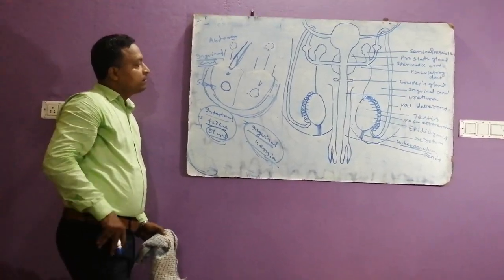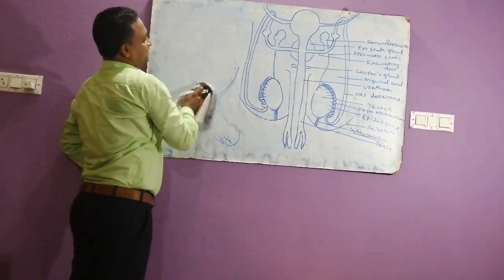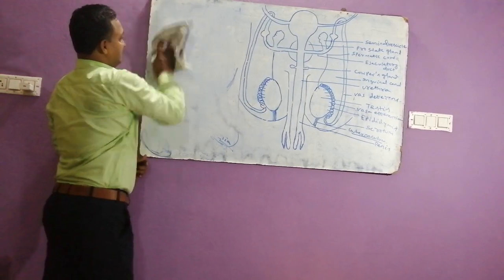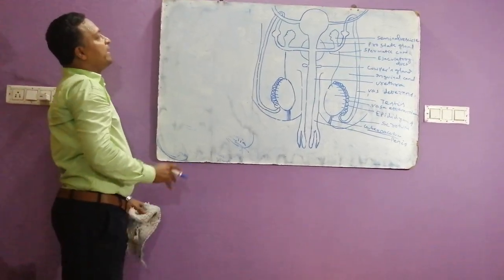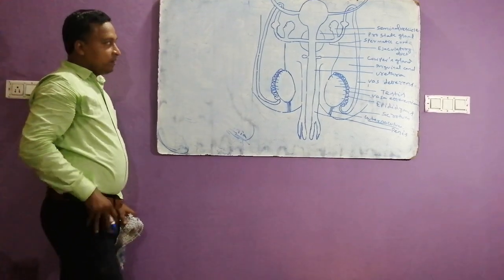Next, we are taking the next part: the external structure of the testis. This is the testis.